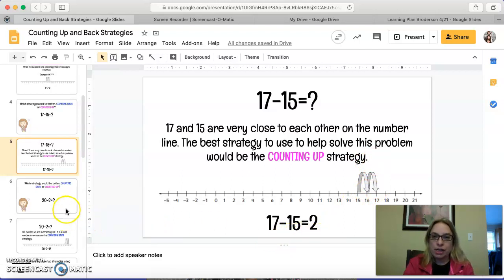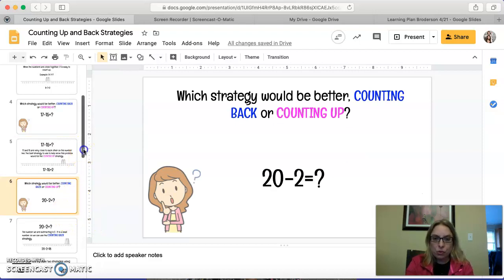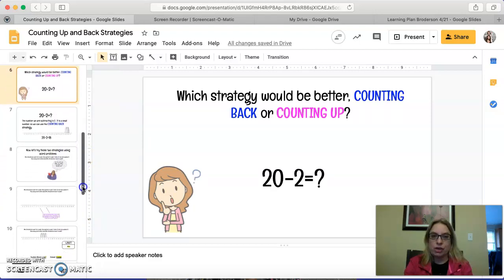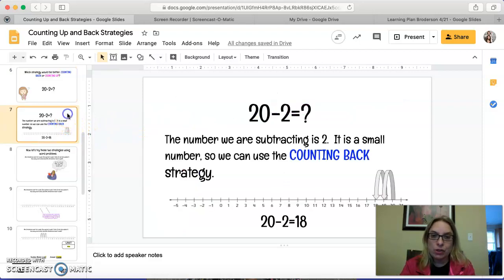All right, let's try again. 20 minus 2 equals question mark. Are 20 and 2 close to each other on a number line? Not really, but the 2 is pretty small. So we are going to count back. We're going to start at 20 and count 2 hops back. 1, 2, and we get to 18. So 20 minus 2 equals 18.